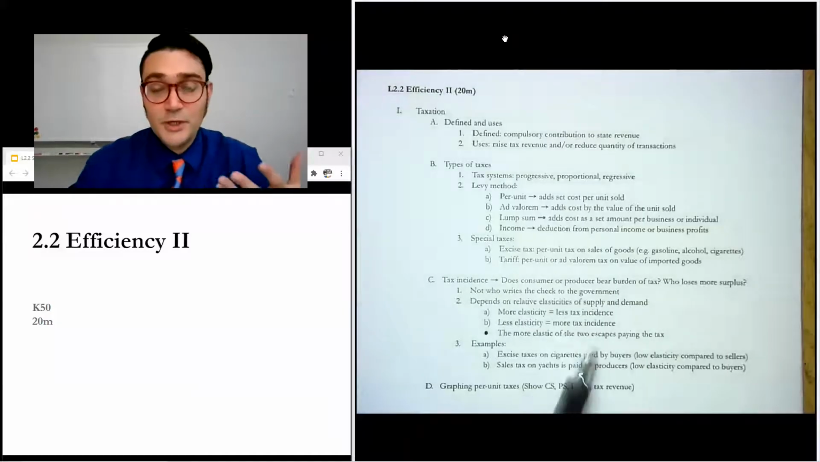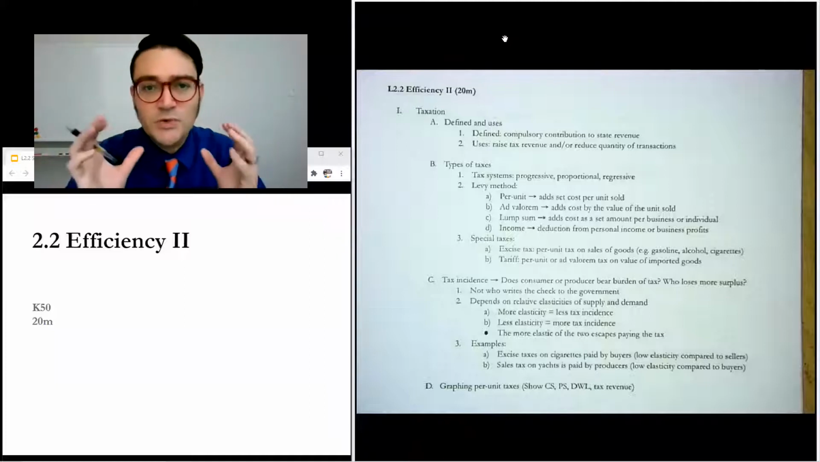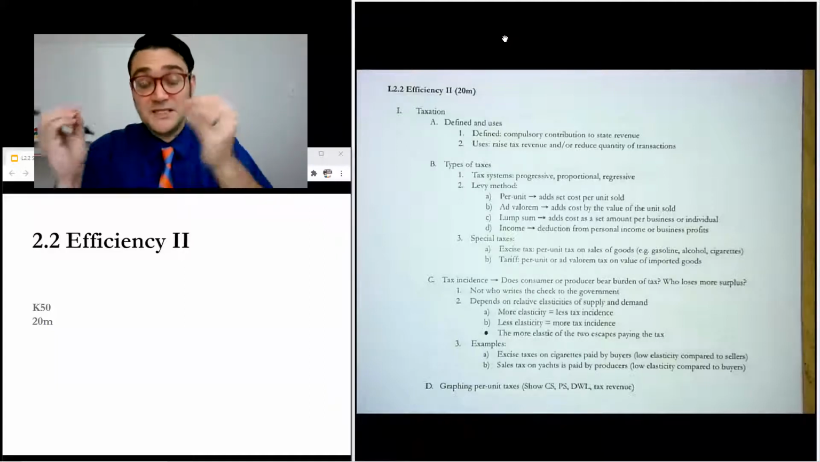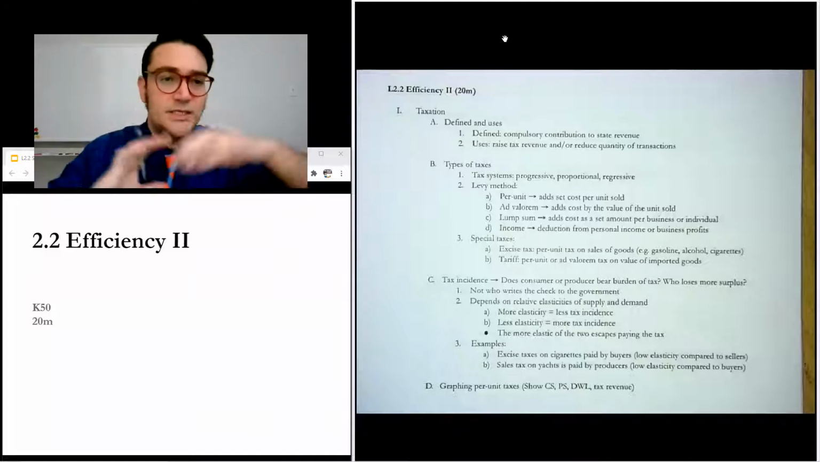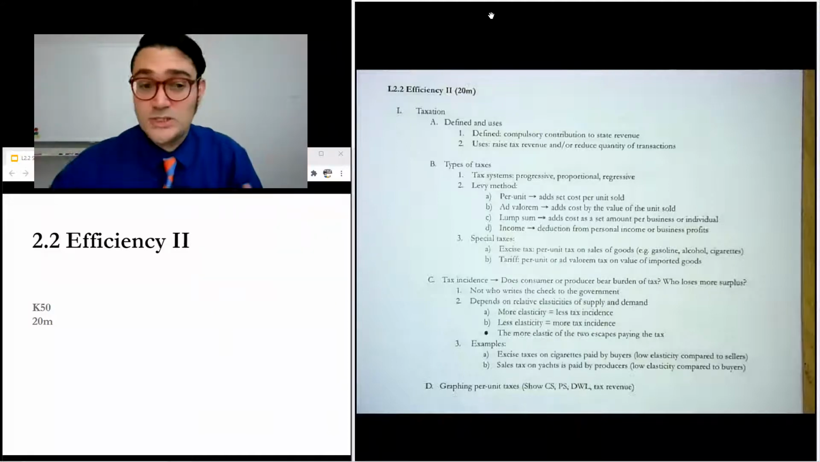Hi, everybody. So in this video, we're going to take a look at the second topic related to efficiency. And for each of these, we're going to look at different things that affect efficiency. So taxes and price ceilings and price floors and all that. Let's get started. So taxes is what this whole lecture is all about.